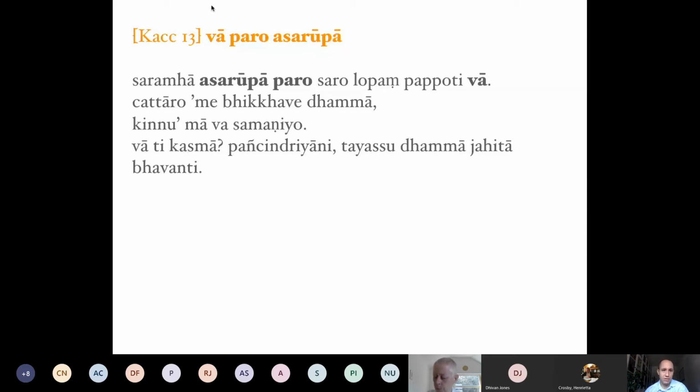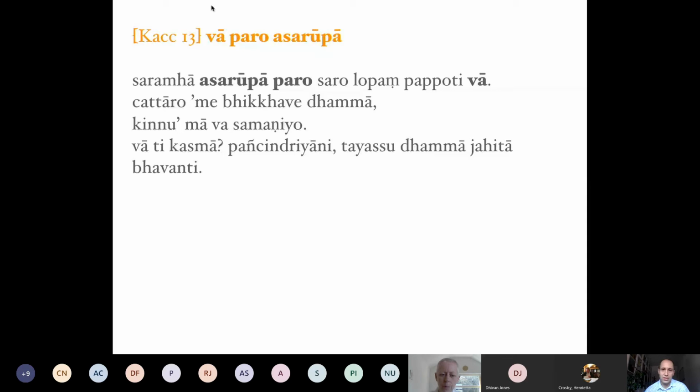And asarupa is an ablative, as you can see in the Vutti: saramha asarupa, paro saro lopam papotiva. So following what we said in lesson 2, we take the ablative as meaning after something, that means after a vowel, saramha, which is asarupa, dissimilar, that means not similar in shape. Paro saro, that's the nominative, the thing that will be replaced. Lopam papoti, it obtains lopa, it is elided, it undergoes elision.